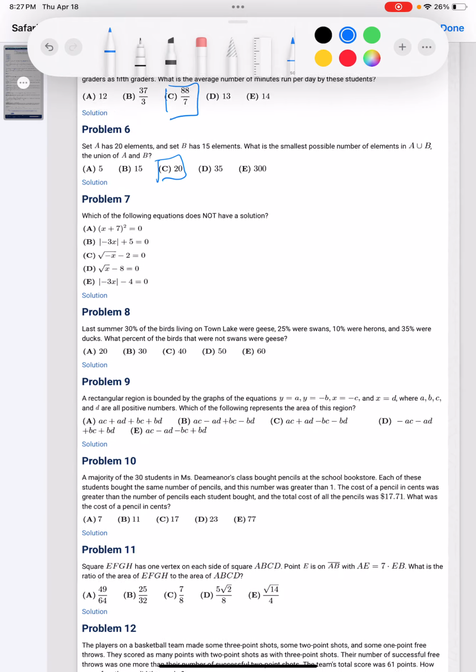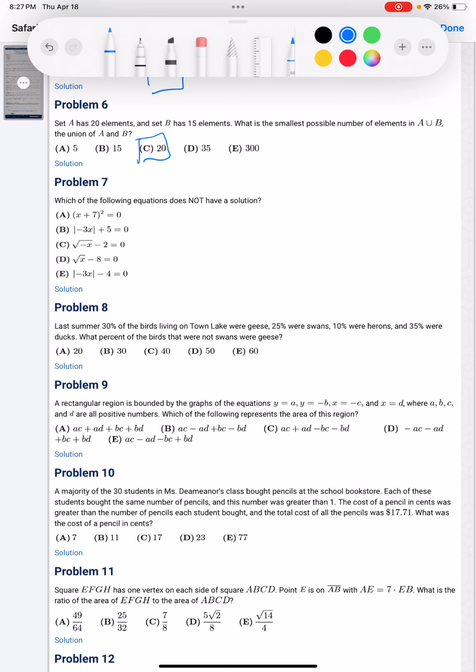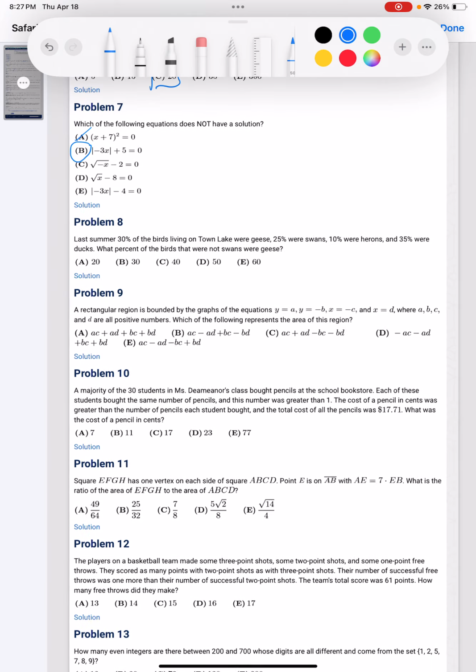Which of the following equations does not have a solution? So A says (x plus 7) squared equals 0. X is equal to negative 7 has a solution. It's definitely not A. Negative 3x, we move the 5 to the right, get negative 5. Absolutely cannot be a negative number, so therefore the answer is B. We're going to move on.